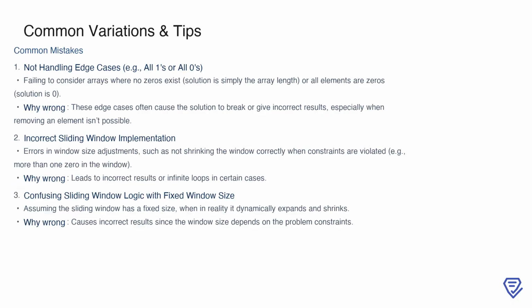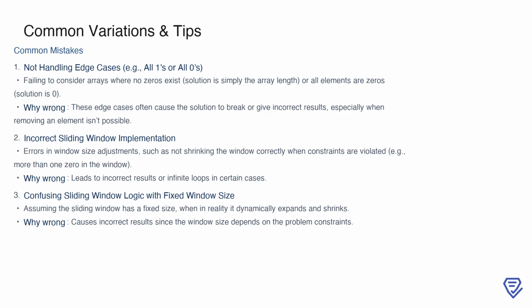One of the most common pitfalls in solving this problem is not handling edge cases properly. Consider scenarios where the array is composed entirely of 1's or zeros. If there are no zeros, the solution is simply the length of the array since no deletion is needed. On the other hand, if all elements are zeros, the solution should correctly return 0 because no valid subarray of 1's exists. Overlooking these cases can cause your solution to break or yield incorrect results, especially when removing an element isn't feasible.